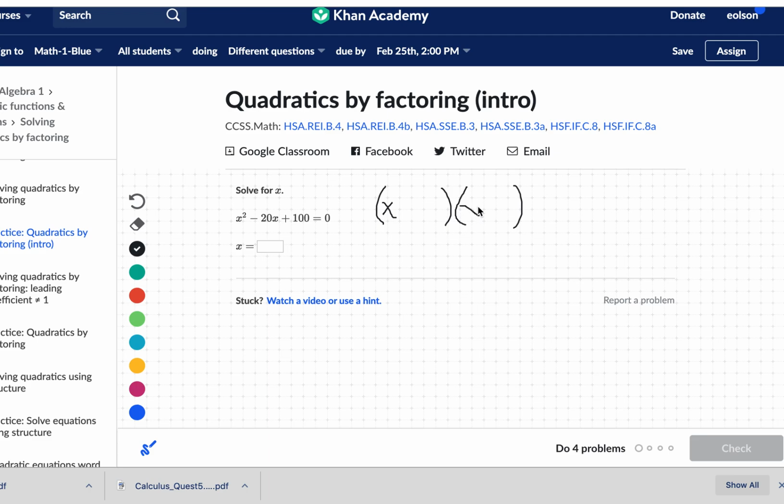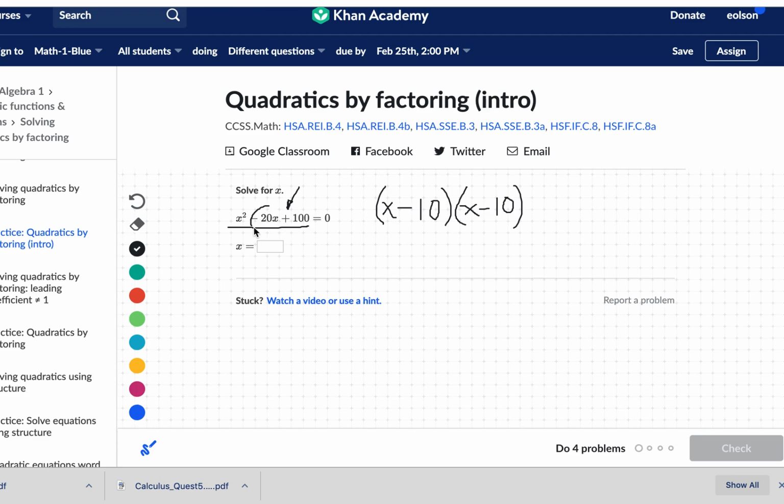We are unfoiling this. We are asking what was in these two parentheses that multiplied to make this expression right here. So I need things that multiply to make 100 and, because of that plus sign, add up to make negative 20. The things that multiply to make positive 100 and add up to make negative 20 are negative 10 and negative 10. You can make a list of all the things that multiply to make 100, like 4 and 25, 2 and 50, etc. But then you're going to want to follow that plus sign to add them up to make this middle number here.